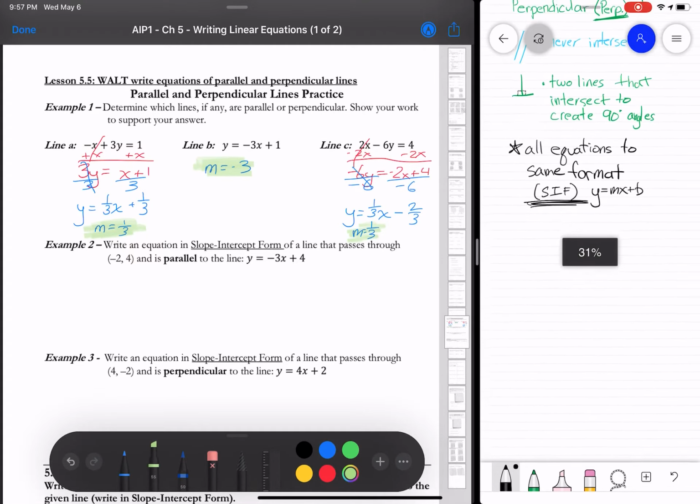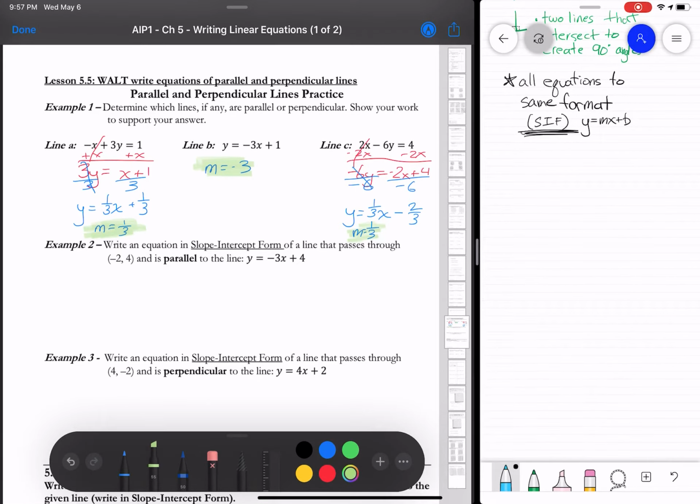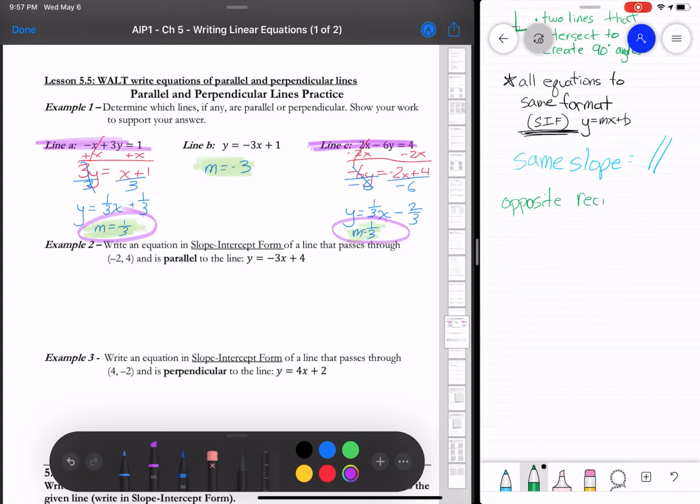So when you take a look at slope-intercept format, right, you have it in SIF. Now, if they have the same slope, it means that they're parallel to each other. That means those two equations are parallel to each other. So I actually have this one and this one. These two equations are parallel to each other. If it is the opposite reciprocal slope, then it means it's perpendicular.